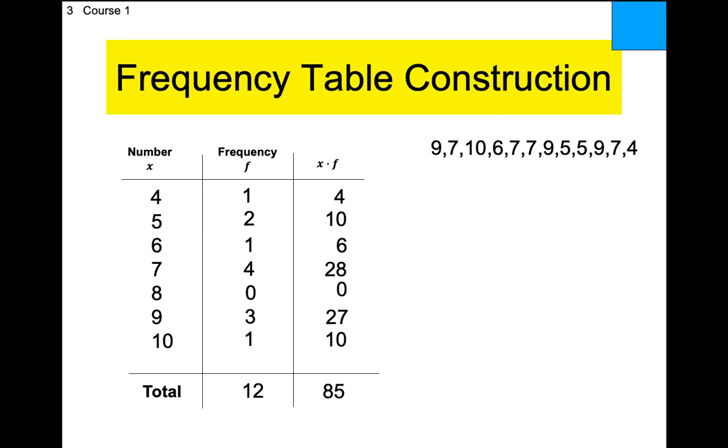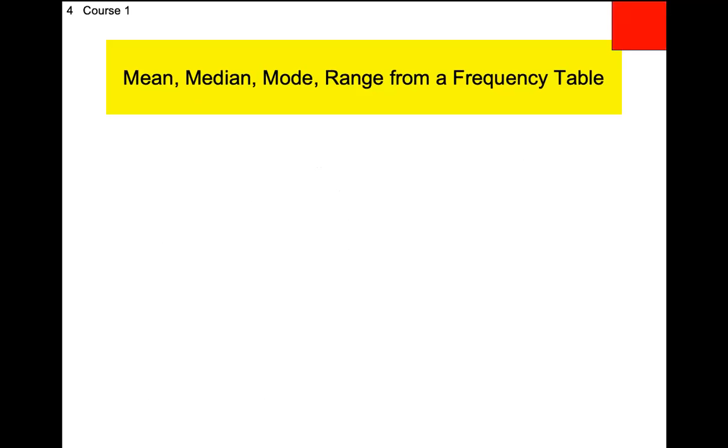You have made a frequency table. So that's the easy part, making a frequency table. The more challenging part is to find the mean, median, mode, range. All right. If you need to write this down, write this down.